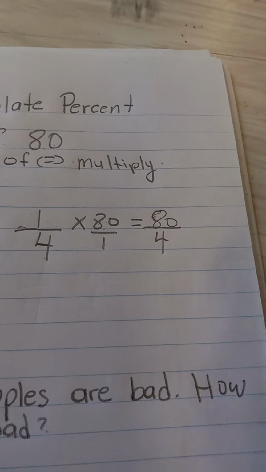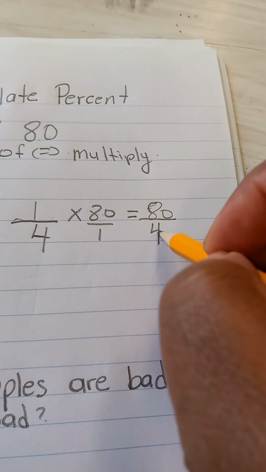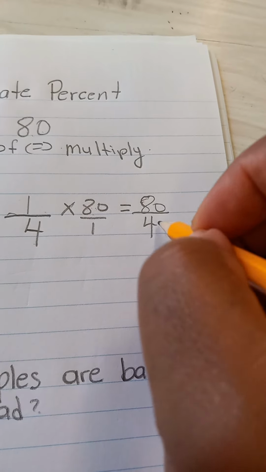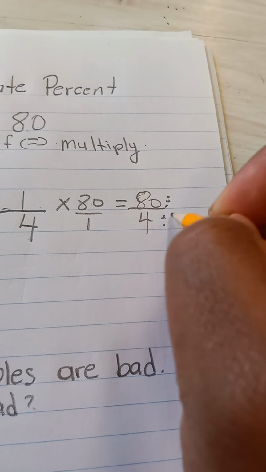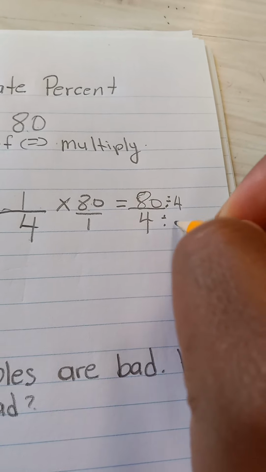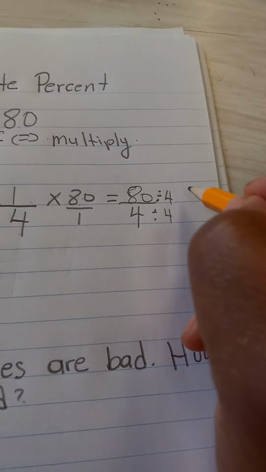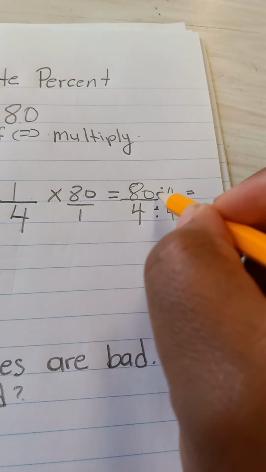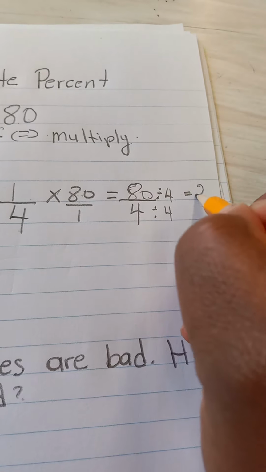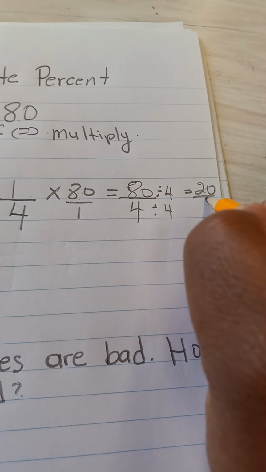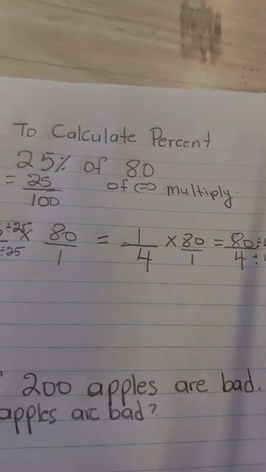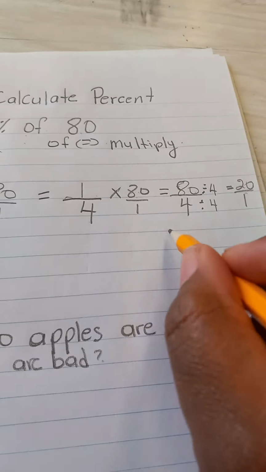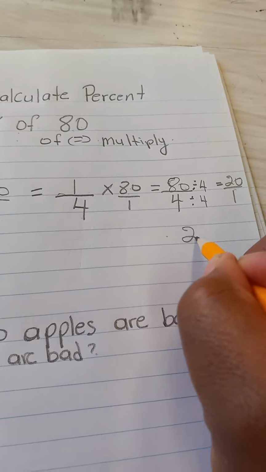So how can we compute this? We can find a factor. What factor can we use? We could use 4. It's divisible by 4. So we could divide the numerator by 4 and the denominator by 4. Right? So 80 divided by 4 is 20, and 4 divided by 4 is 1. So we know that 25% of 80 is going to be equal to 20.